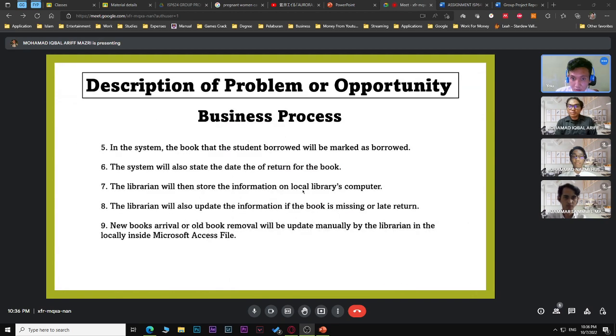The business process continues. In the system, the book that the student borrowed will be marked as borrowed. And then the system will also state the date of return of the book. And then the librarian will store the information on the local library's computer. Then the library will also update the information if the book is missing or returned late. And lastly, new book arrivals or old book removals will be updated manually by the librarian locally inside a Microsoft Excel file.